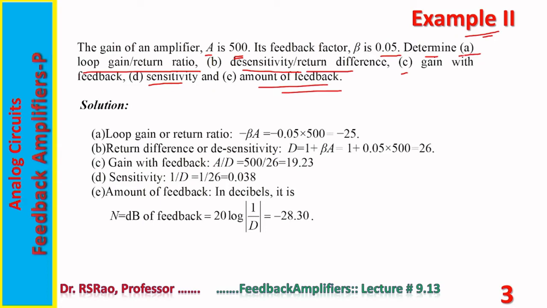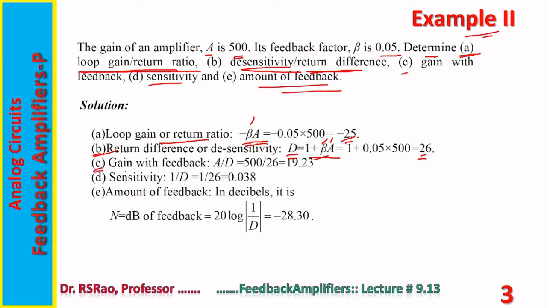First, we consider A. Here we are asked to determine loop gain or return ratio. Loop gain or return ratio is the product minus beta A. Beta is given, A is given. A is 500, beta is 0.05. Multiplication gives loop gain or return ratio as minus 25. Now B, desensitivity or return difference. It is indicated by D. It is equal to 1 plus beta A. Beta is given, A is given, substitution results D as 26.